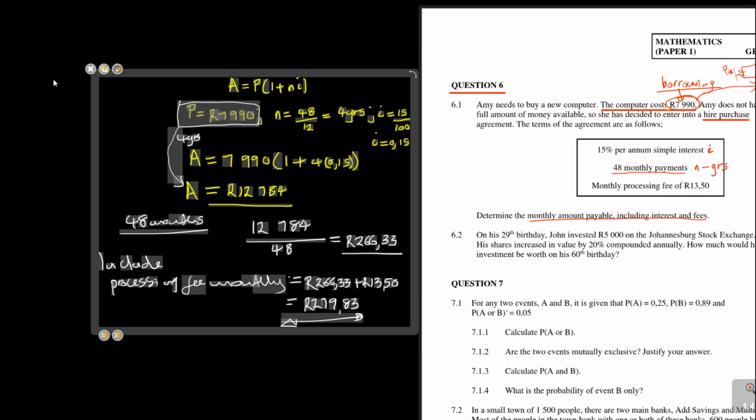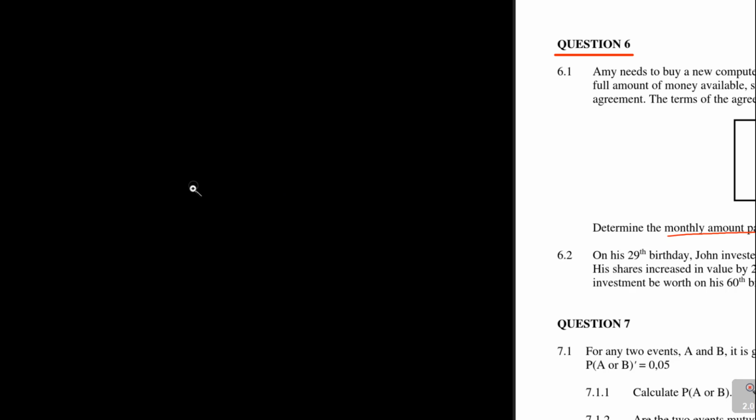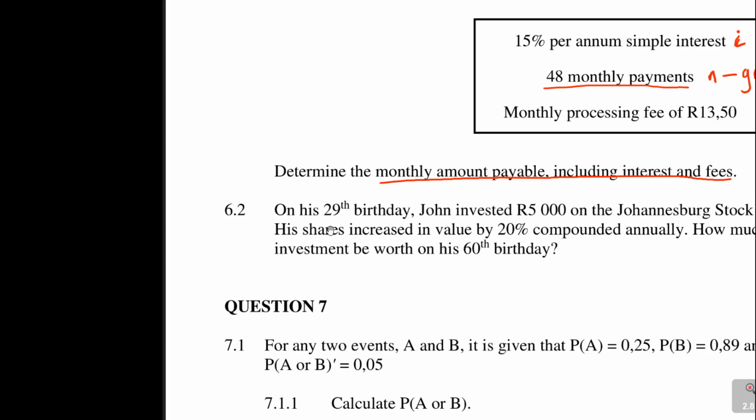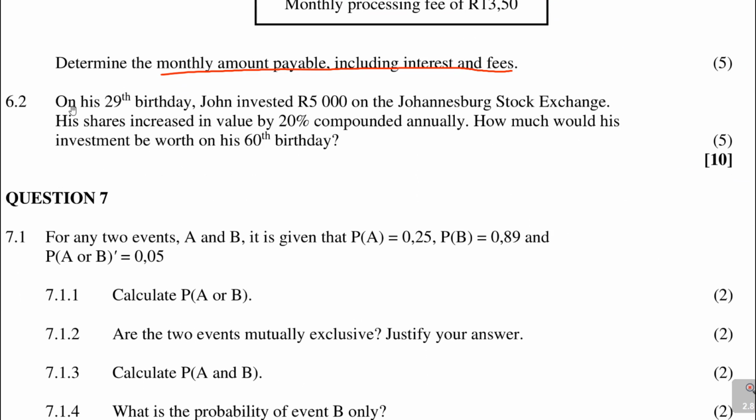Okay, let's take off this. Let's go to the next one. It says 6.2. On his 29th birthday, John invested 5,000. So let's start there. You are investing, meaning you are putting 5,000 in the bank. You expect it to be more in the future.